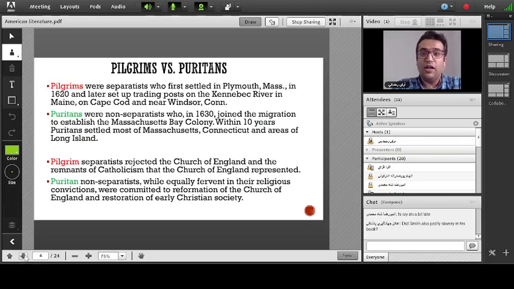Because now the head of the country, the king, considered himself appointed by God. And therefore they said that my word is the word of God. That was the Church of England. And by church, I'm not using the Church of England as a general word. That's exactly the term that they used.